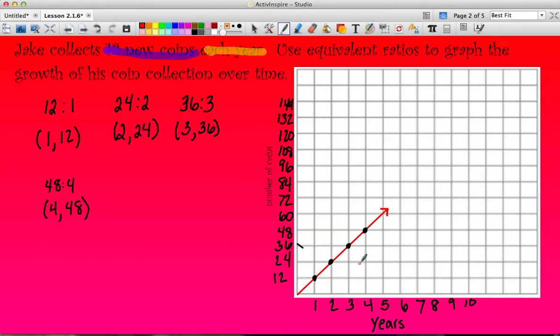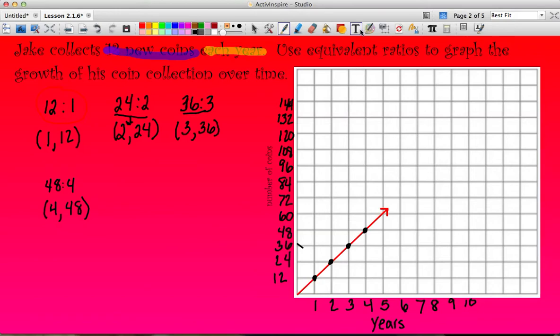So what we did here was we made our own ratio. And after we made the ratio, which was 12 to 1, we then created our equivalent ratios and turned them into ordered pairs. Now this is where it's really important to make sure that you have your ordered pair listed correctly, because years is our X coordinate and coins are our Y coordinate. It has to go years and then coins, whereas in our ratio it goes coins and then years. So you have to be very careful and watch what you're doing.